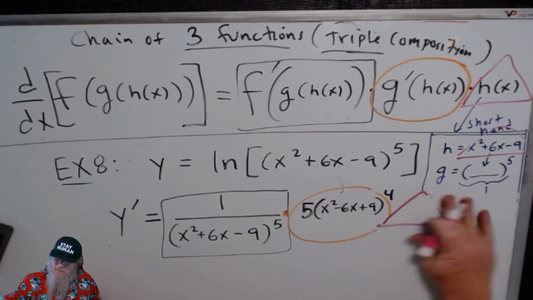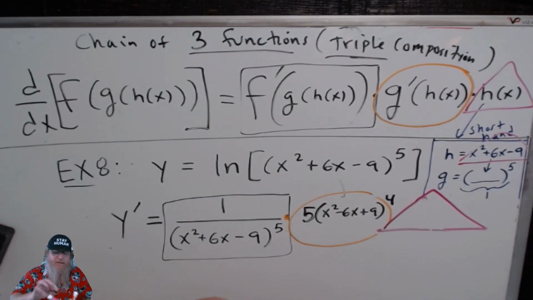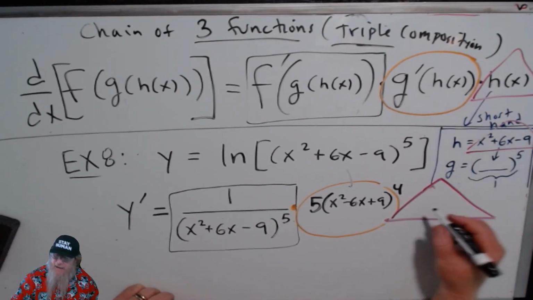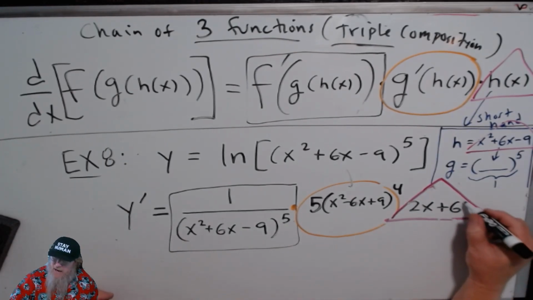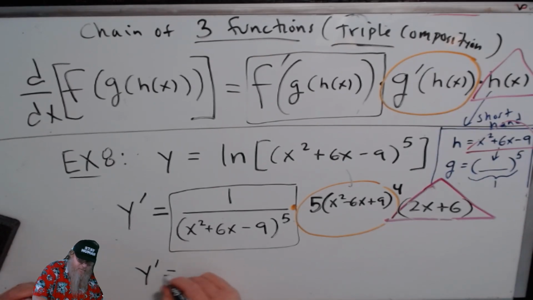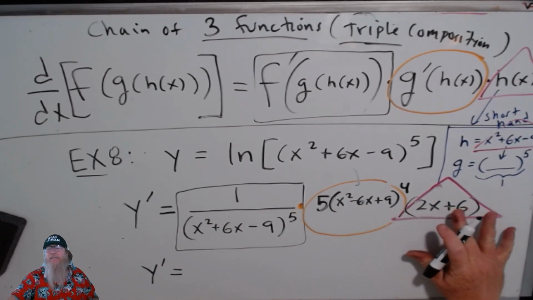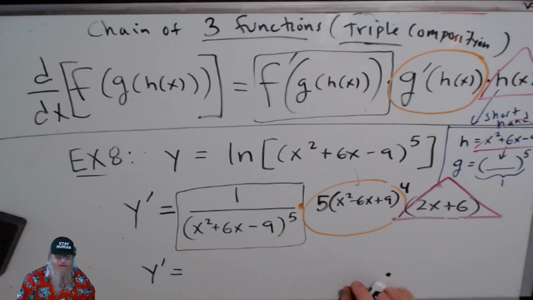I need that space, sorry. That's probably the easiest one. The derivative of h is the easiest one to calculate. It's going to be 2x plus 6. And just to be safe, I'm going to put some parentheses around it. Now, you could just leave it messy like this. You don't want the boxes and circles and triangles, but I'm going to clean it up a little bit.